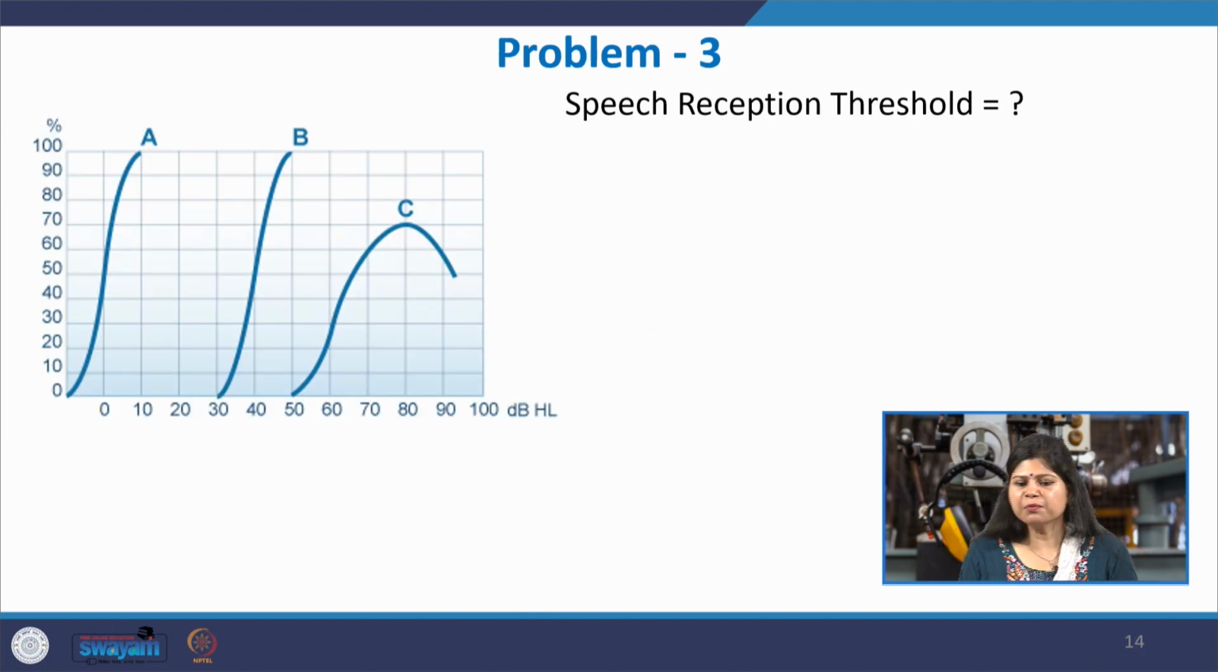So, let us solve a problem based on this. We are given the speech audiogram data of 3 persons A, B and C, and we have to find out the speech reception threshold for each of them. By definition, it is the minimum level at which the person is able to understand at least 50% of the words correctly. So, how do you find it? You simply draw the line of 50% and see where it intersects these curves, and see at what level this 50% is reached.